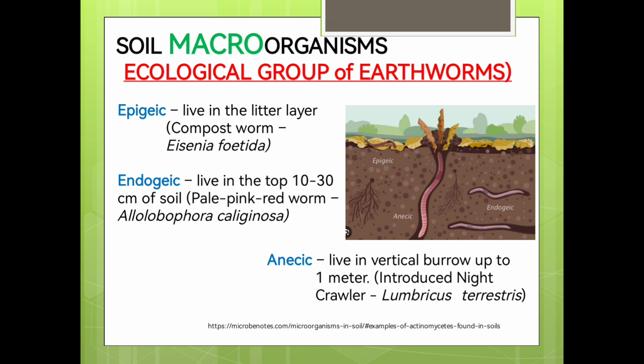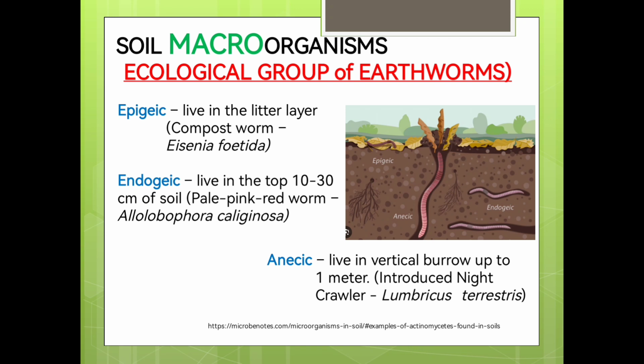And the anecic live in vertical burrows up to 1 meter, like the introduced nightcrawler. So they are deeper in the soil. So we have the epigeic, which lives in the litter layer of the soil, near the grasses; the endogeic, which is present in the top 10 to 30 centimeters of soil; and the anecic, which lives in vertical burrows up to 1 meter.